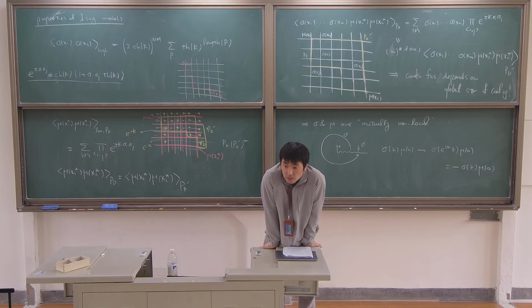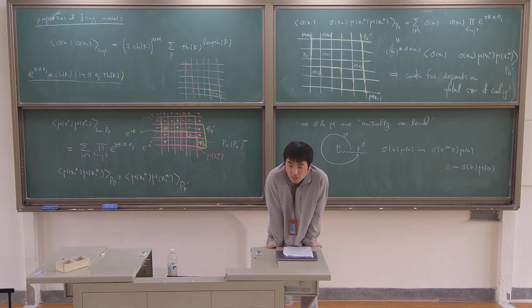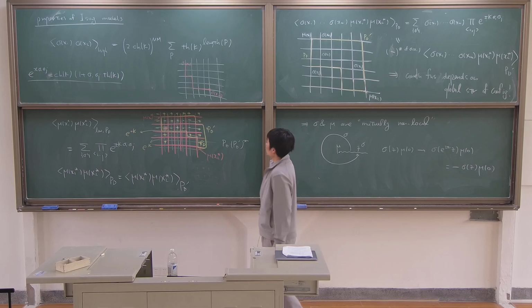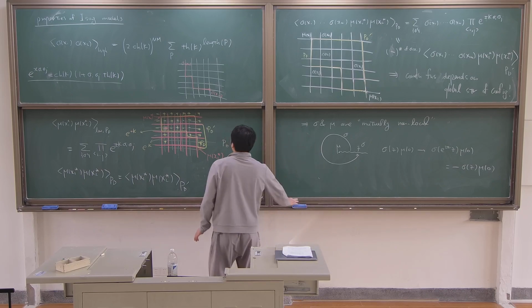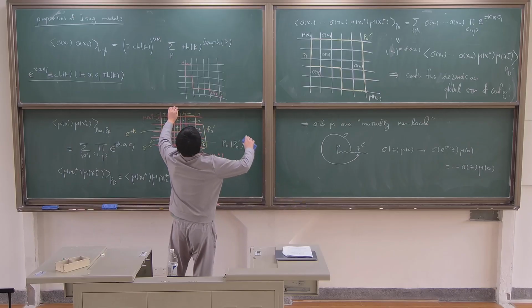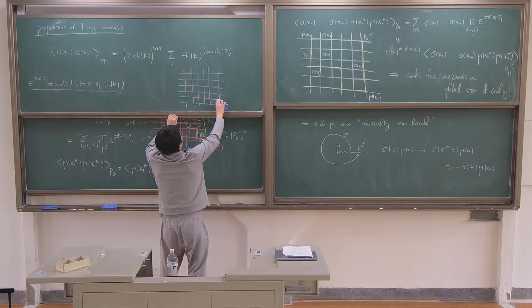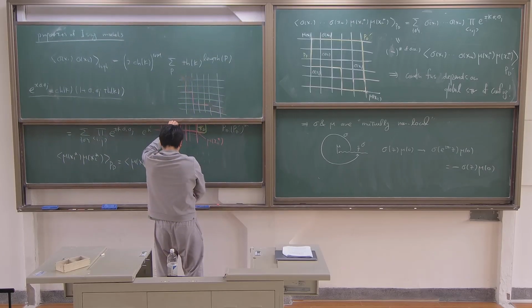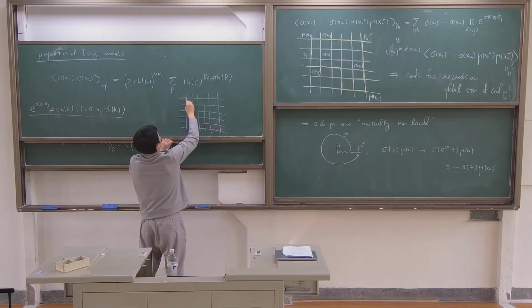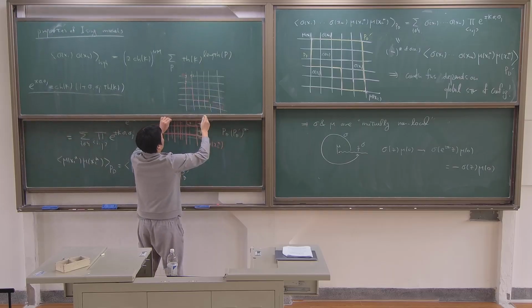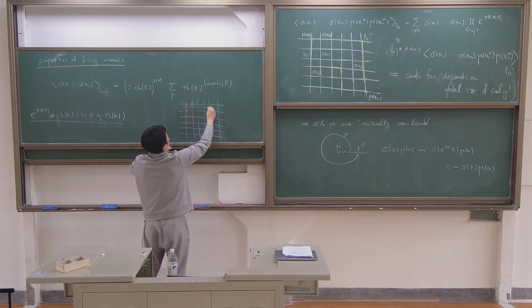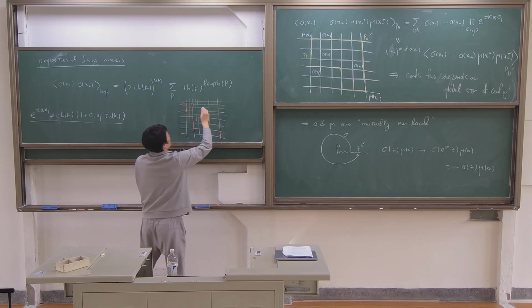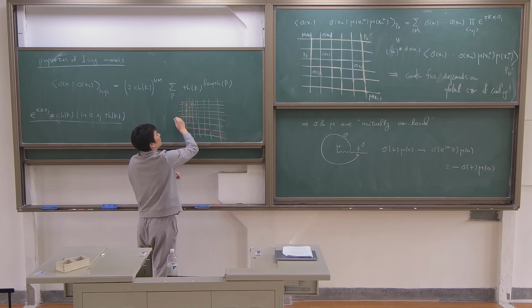Yes? What's the relationship between site and dual site? I mean, each site has a spin, plus or minus, or spin up and down, whatever you call it. And then the dual site is where you just take the boundary between them. This is the dual site, the dual lattice.